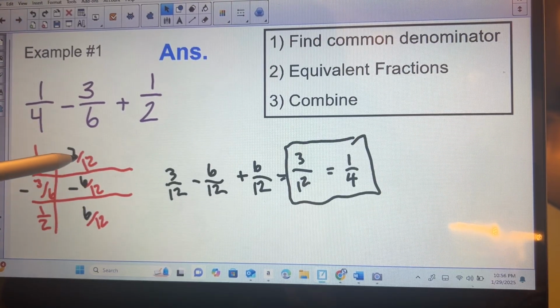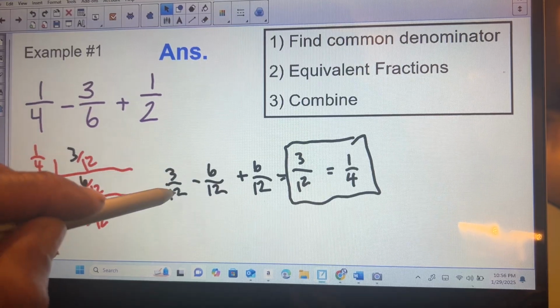So if I multiply 4 times 3, I get 12. So 3, and do the same thing with the numerator. 1 times 3 is 3. 6 times 2 is 12. So 3 times 2 is 6, or negative 6. And 6 times 2 is 12, so 1 times 6 is 6.